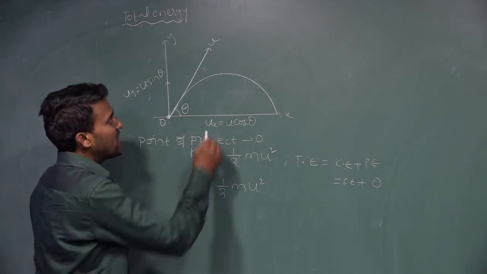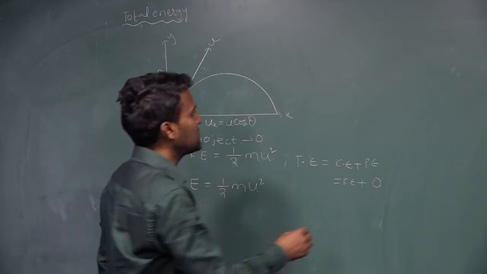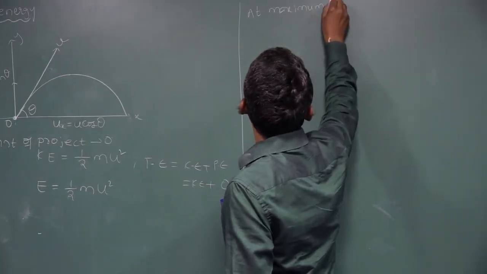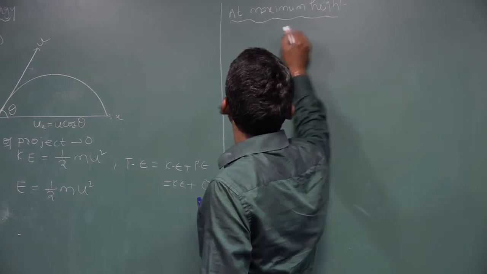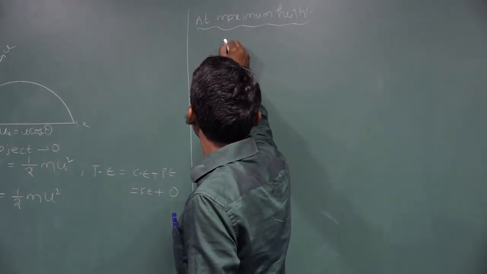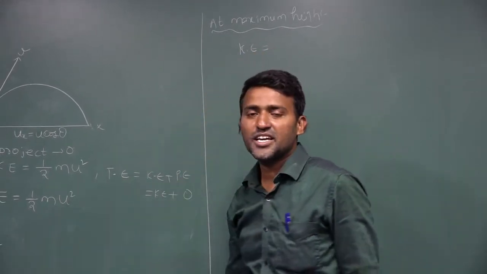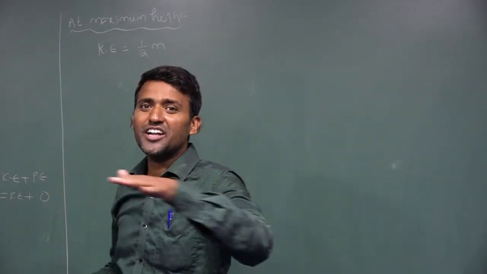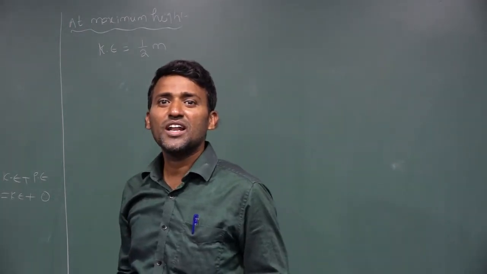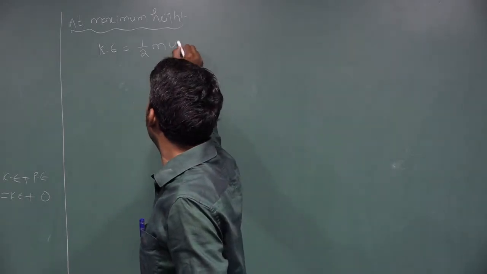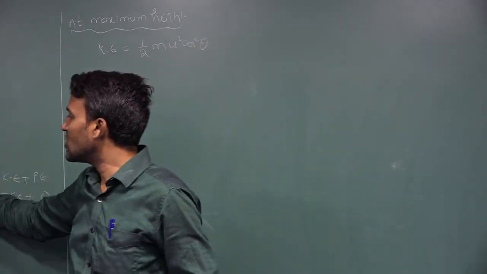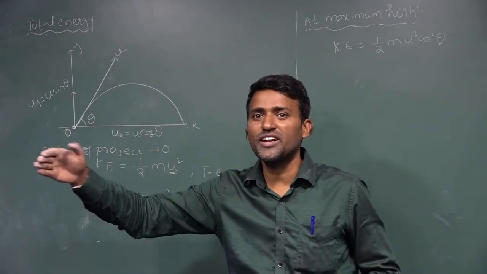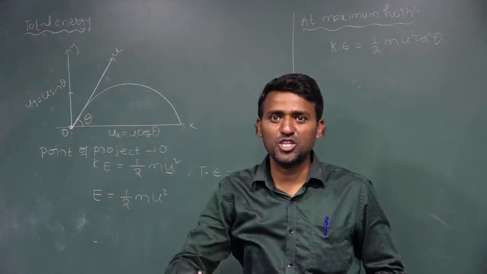Now at the maximum height, what are the kinetic energy and potential energy? Kinetic energy is half m v square, where v is the velocity along the horizontal direction, which is u cos theta. So kinetic energy is half m u square cos square theta. Kinetic energy comes from the horizontal direction, and the vertical direction gives potential energy.